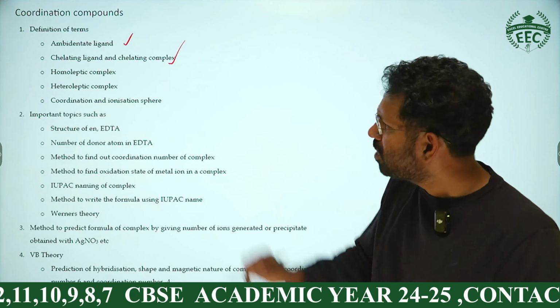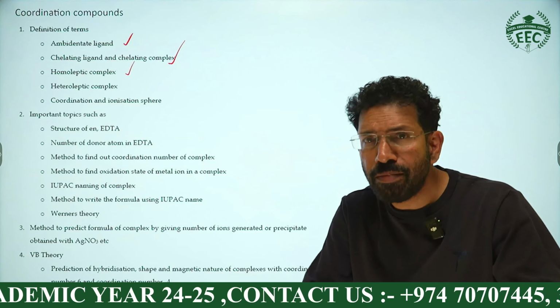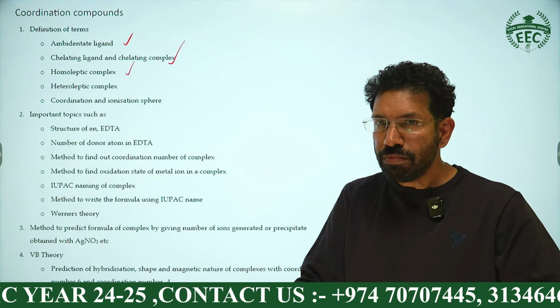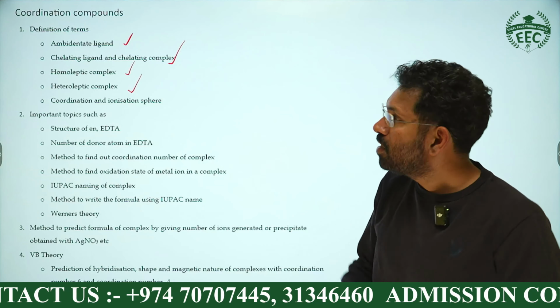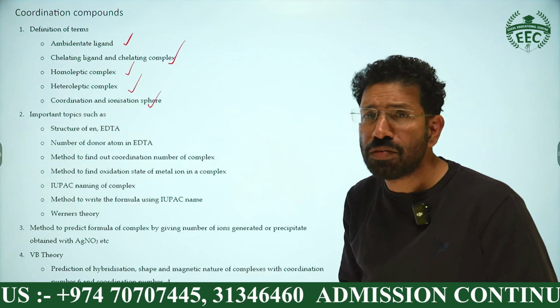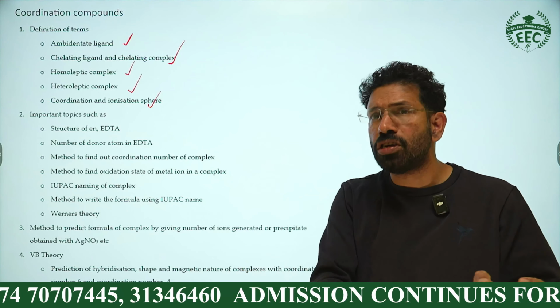Then what is a homoleptic complex? You have to remember what is a homoleptic complex. If the complex has similar type ligands, so same ligands, that is homoleptic. If the complex has different ligands, that is heteroleptic. They may ask. Then coordination and ionization sphere. So you have to remember which is the coordination sphere, which is the ionization sphere, like that.